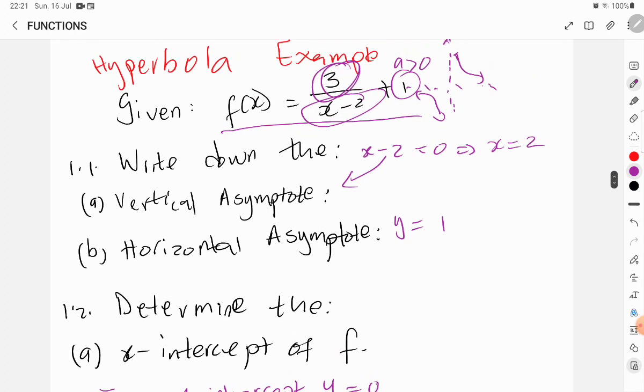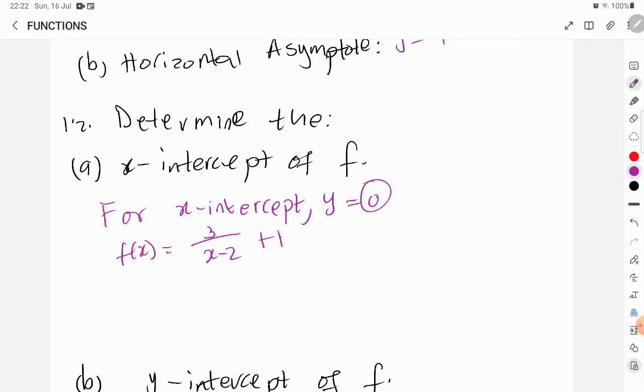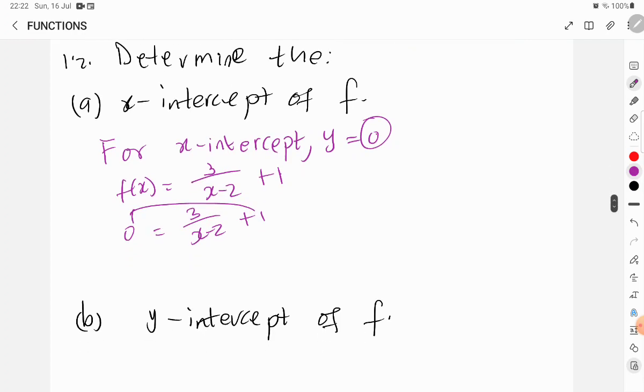Now, take down my graph as it is. Remember my graph is f of x is equal to, oh sorry, why am I writing x? 3 over x minus 2, plus 1. So I said y is 0 in this case. That means 0 is equal to 3 over x minus 2, plus 1. Take 1 to the other side. This is just your algebra. Minus 1 is equal to 3 over x minus 2.